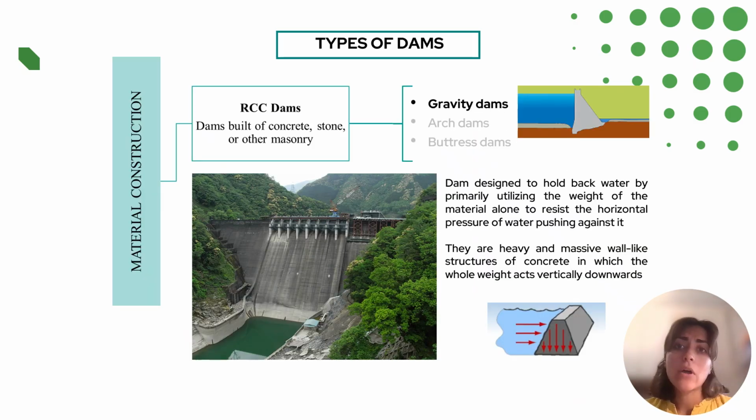Here is an example of the gravity dam. These dams are designed to hold back water by using only their own weight to resist the horizontal pressure exerted by the water. They are massive, wall-like structures, usually made of concrete, and their stability relies on the vertical force of gravity acting downwards. Because of this, they are considered very strong and durable, although they require solid foundations and high construction costs.